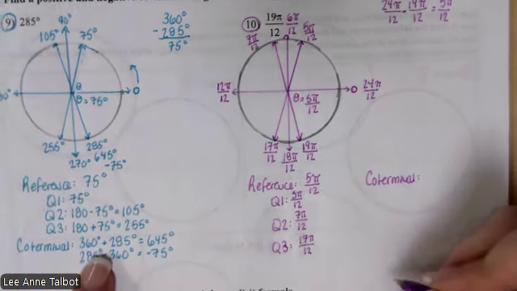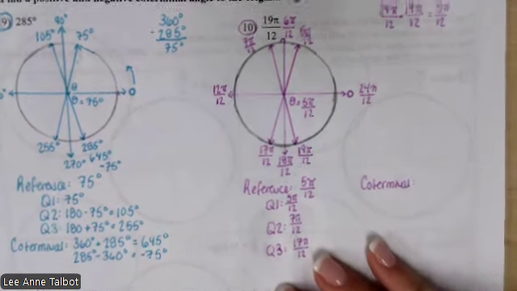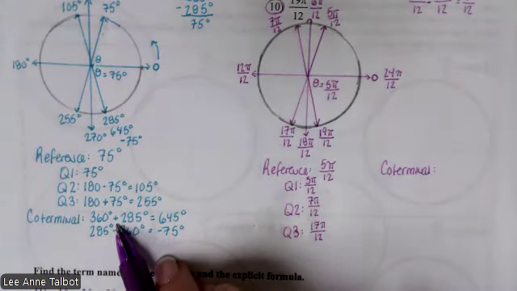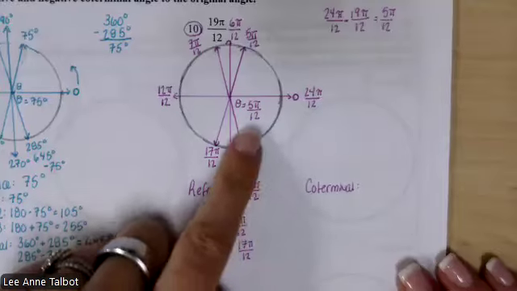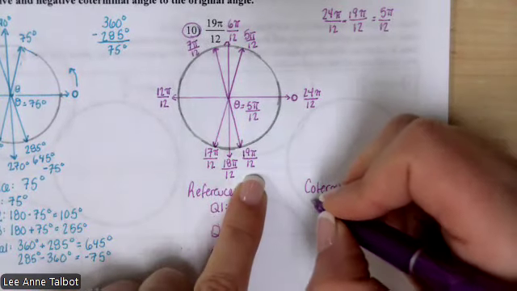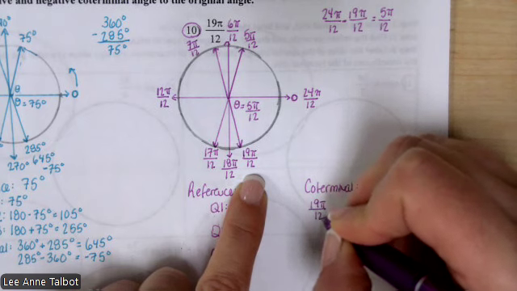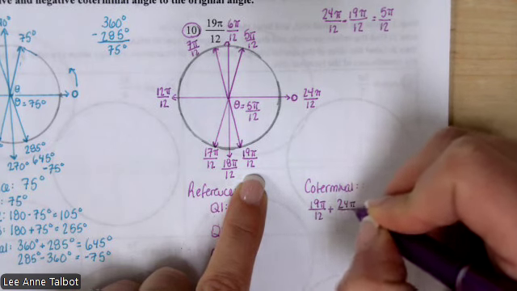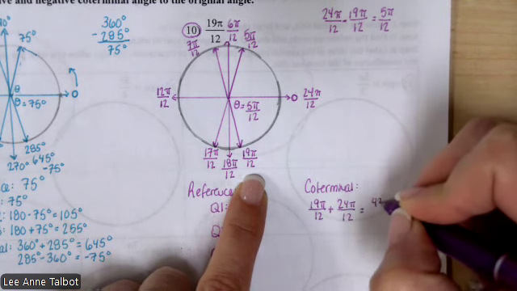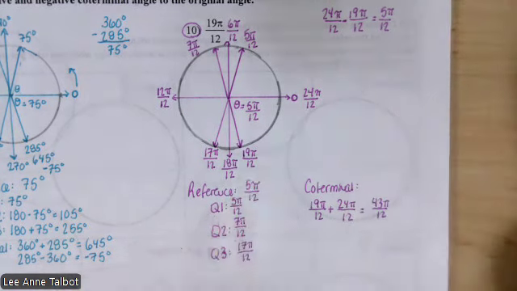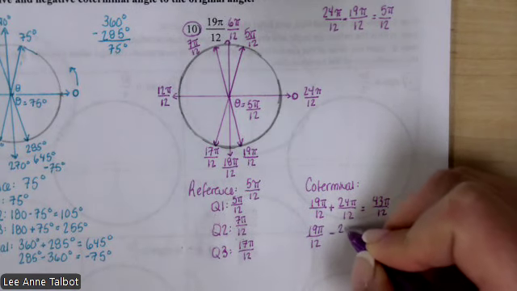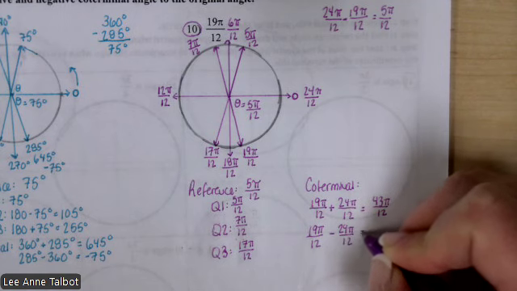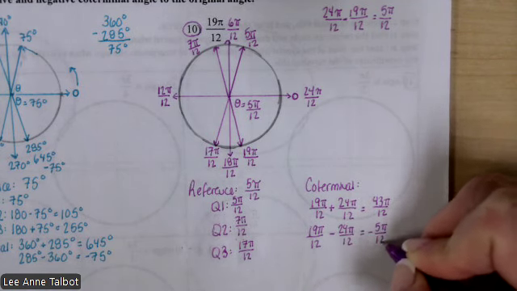Now what do we do to get coterminal angles? Over here, what did we do? Add 360. So what's 360 in this problem? Beautiful. So you're going to take 19 pi over 12 plus 24 pi over 12, and that is 43 pi over 12. So that's your positive coterminal. And then 19 pi over 12 minus 24 pi over 12 is negative 5 pi over 12.